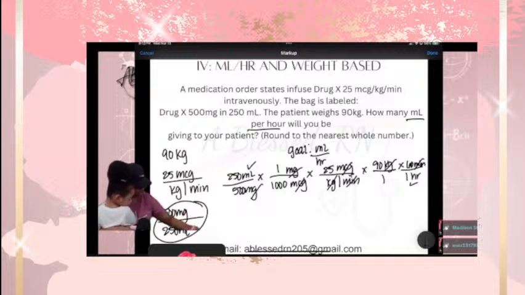And I got 67.5 mLs. If we round this to the nearest whole number, it will be 68 milliliters per hour.